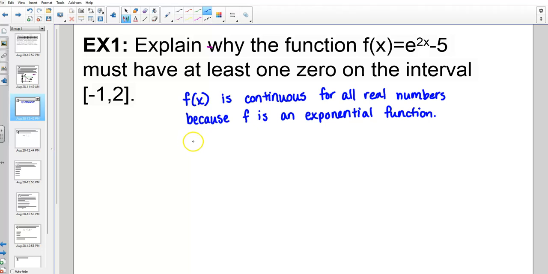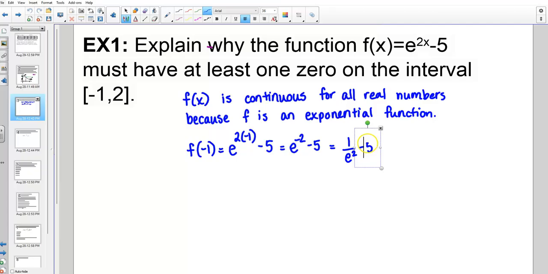Then what we want to do is we want to say f of negative 1. We just want to plug in negative 1. And that's going to be e to the 2 times negative 1 minus 5, which will be e to the negative 2 minus 5. And we don't have a calculator. So we've got to at least get an estimate. I need to know whether this is above or below 0. I don't necessarily need to know its exact value, but I need to know whether it's above or below 0. e to the negative 2, how could I rewrite that so I wouldn't have those negative exponents? 1 over e to the second minus 5.